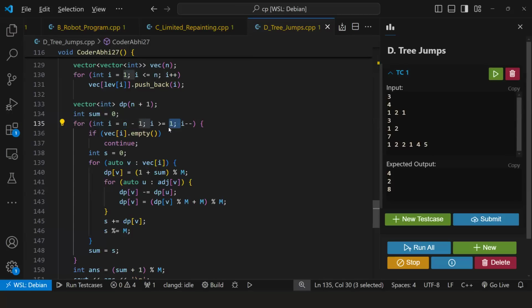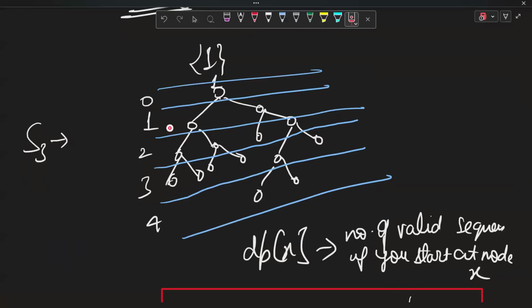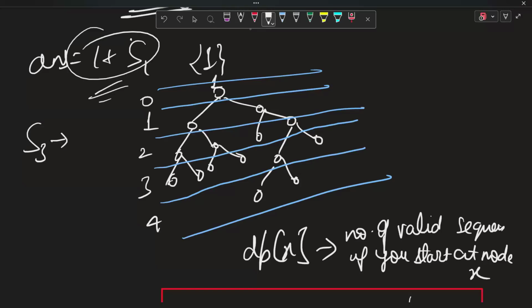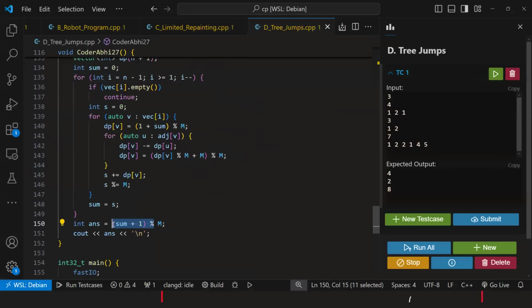One more thing, I'll not compute the DP of this level 0. I'll only compute till here. So my final answer would be, either I start from here and end here. So this 1 is there, and then the DP of this plus DP of this. So 1 plus the sum of the DP of the first level. So 1 plus S1, the sum of the previous level. This would be my final answer. So after computing my DP, 1 plus sum would be my final answer.